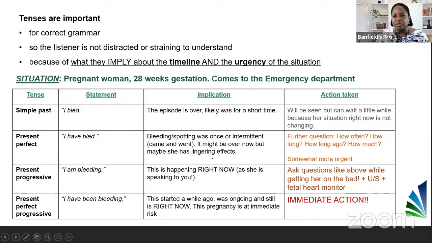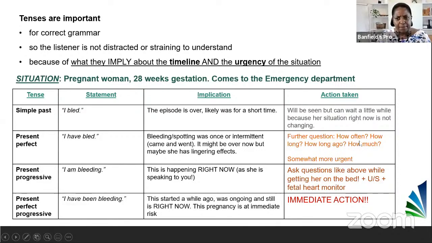But it happened probably more than once. So you're even a little bit more worried, and you're worried that there are lingering effects. What impact is it having on the baby? And of course, the mother is going to be anxious. So immediately, standing there, you want to ask her quite a few more questions.